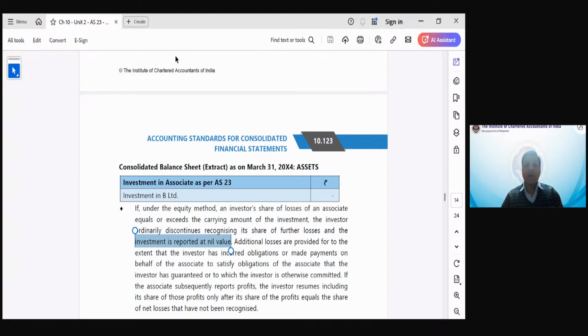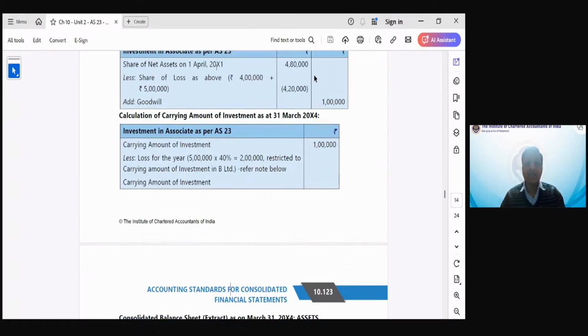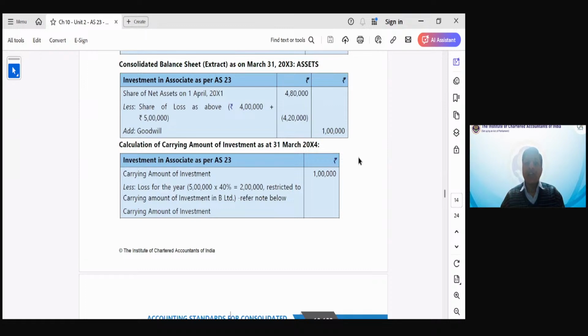Okay. So now let's go back to the calculation. So we are not yet done. So in our calculation, what is it that you start with? 1 lakh. From this 1 lakh, what do you need to reduce now? 2 lakh, but 2 lakh will be capped to 1 lakh. So that's why at the end of third year, carrying amount of investment should become nil. Okay, so that should be your presentation.